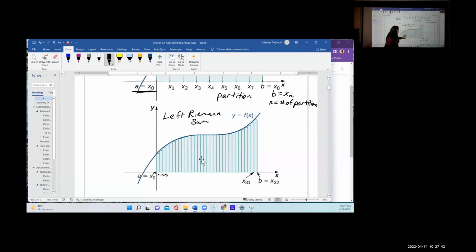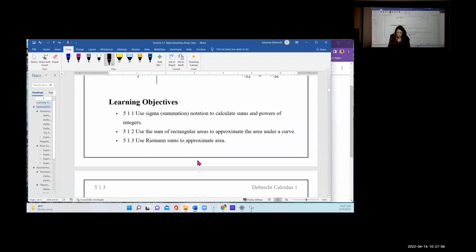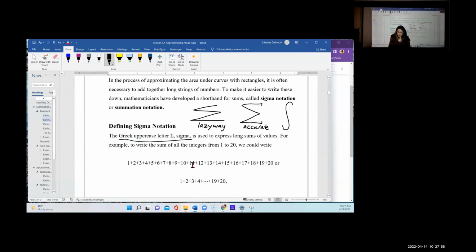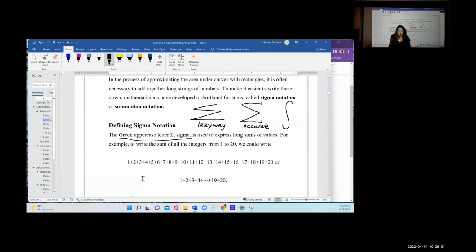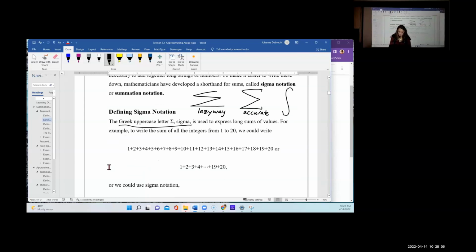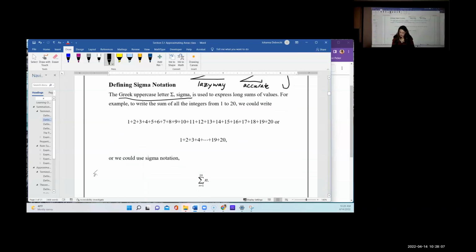We're trying to find the area of this shaded region that is between the vertical line x equal a, the vertical line x equal b, above the x-axis and below the curve. So how do we use this sigma notation to simplify things? Well, when we use sigma notation, we're going to use it to write an example down here.